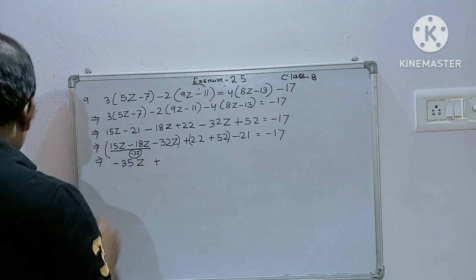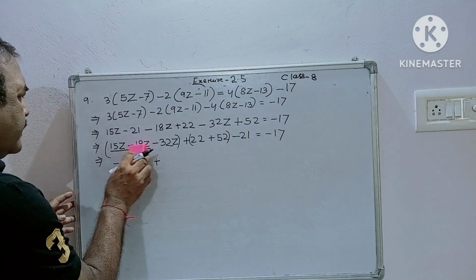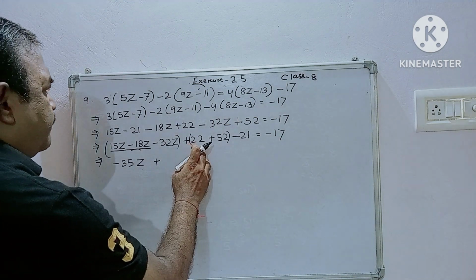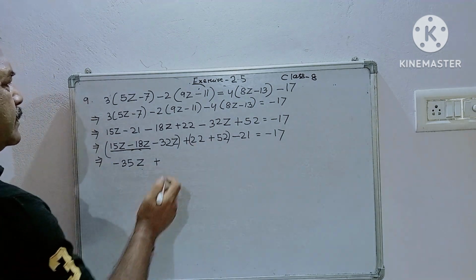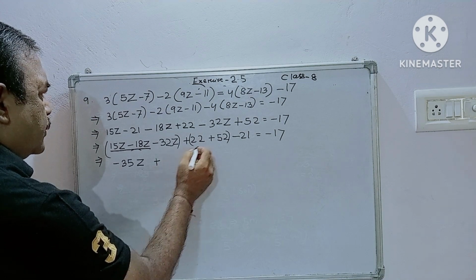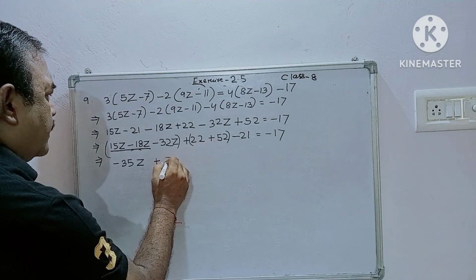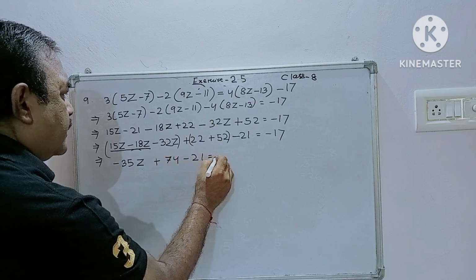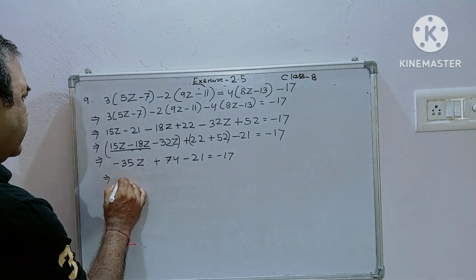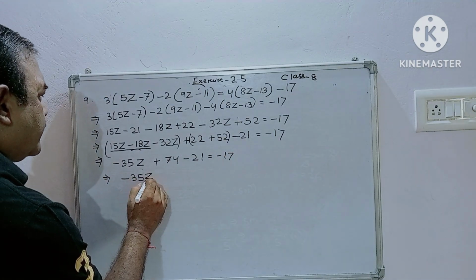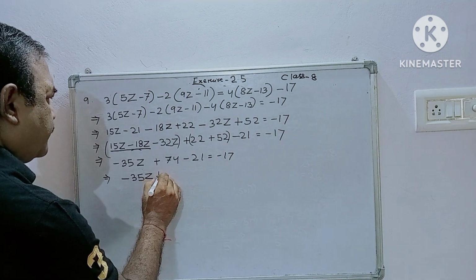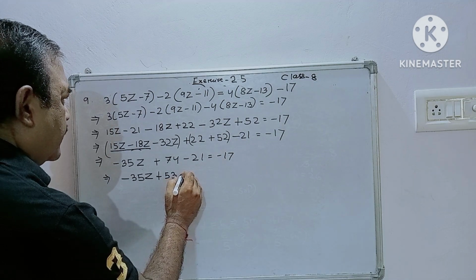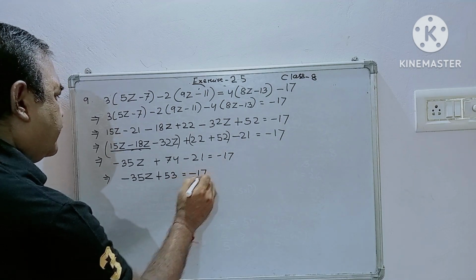So you do not write here, I just showed you. Plus, you see 52 plus 22. So 2 plus 2 is 4, 74. Minus 21, that is 53. That implies minus 35z plus 53 is equal to minus 17.